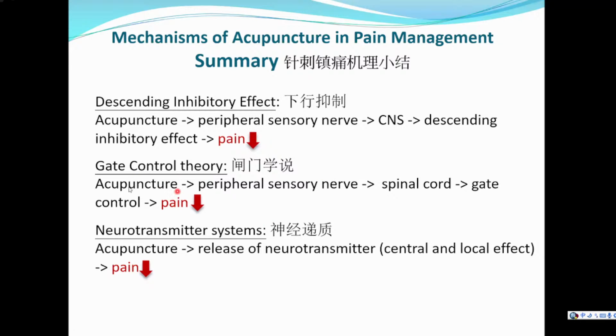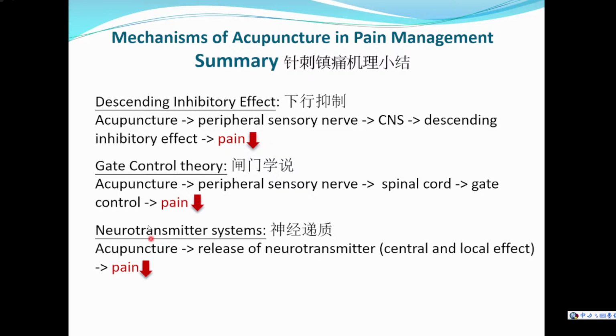And gate control theory: acupuncture stimulates the peripheral nerve, large intestine 4, or whatever points you treat, stimulates the larger peripheral fibers to the central nervous system, and sends a signal to the spinal cord. Then the spinal cord triggers the gate control mechanism at the spinal cord level, before it even goes to the brain, to inhibit the signal from the interneuron to the C small fiber, to stop the pain. Close the gate, so it's a locked gate.